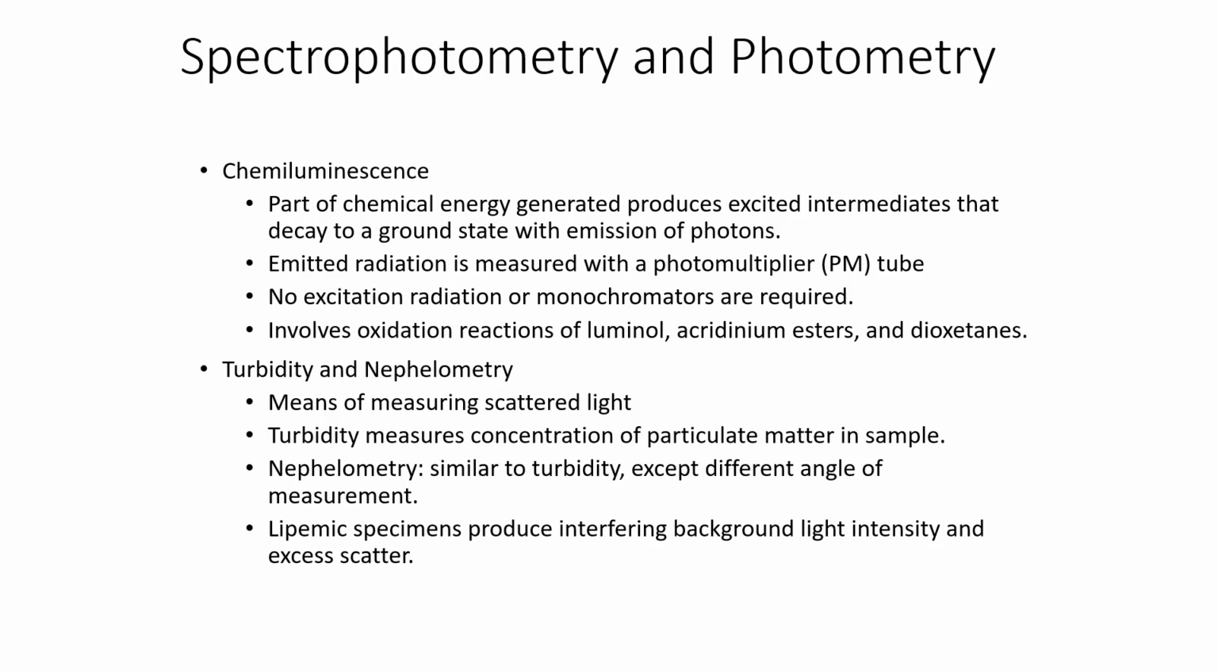Chemiluminescence. Part of the chemical energy generated produces excited intermediates that decay to a ground state with emission of photons. Emitted radiation is measured with a photomultiplier, PM tube. There is no excitation radiation or monochromators required. It only involves the oxidation reactions of luminol, acridinium esters, and dioxetanes.